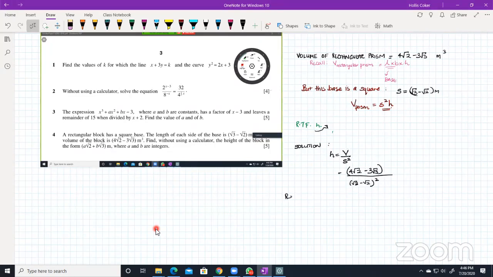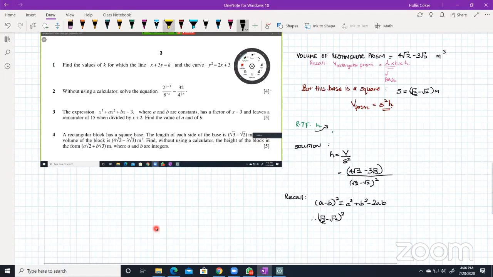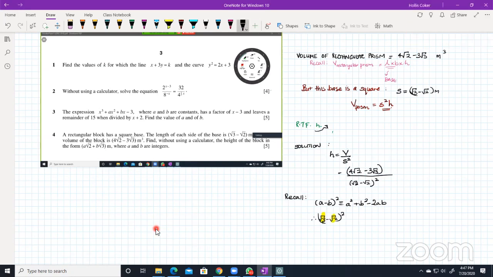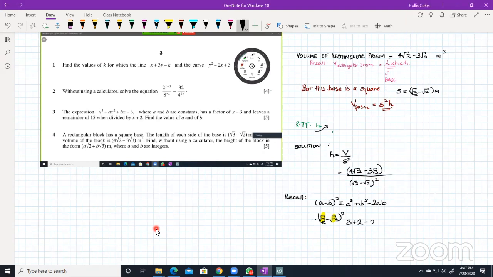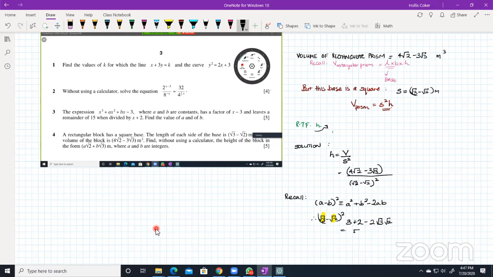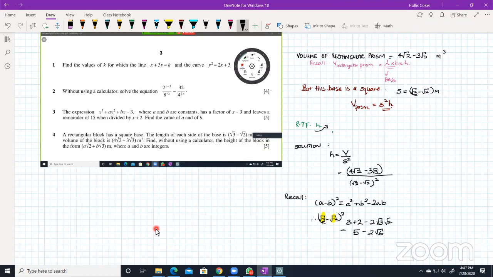But then we have to recall the laws I told you before. Recall that (a minus b) all squared is equivalent to a squared plus b squared minus 2 times a times b. So therefore, root 3 minus root 2 squared: this would be a, this would be b. a squared will be root 3 squared, which will be 3. Plus b squared, 2, minus 2 times root 3 by root 2, root 3 by root 2. So it's actually 5 minus 2 root 6. Agreed? Yes, sir.